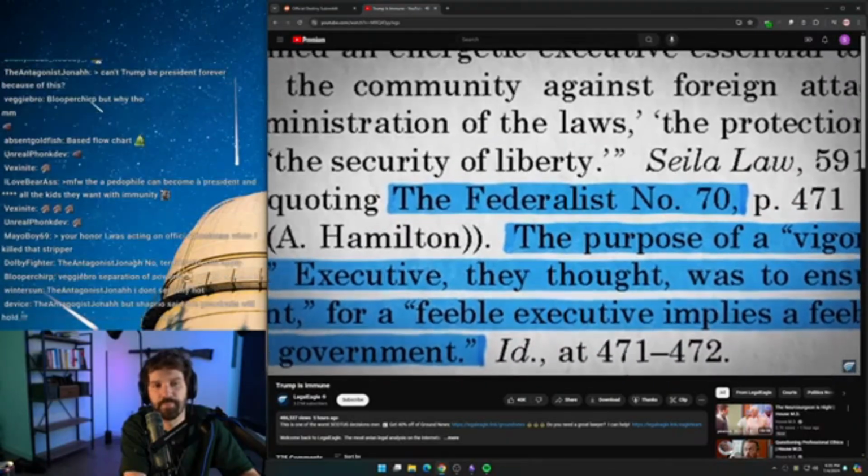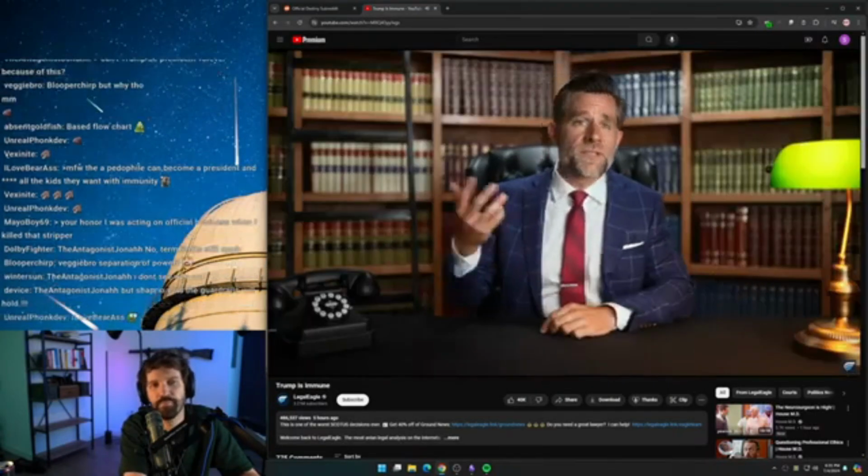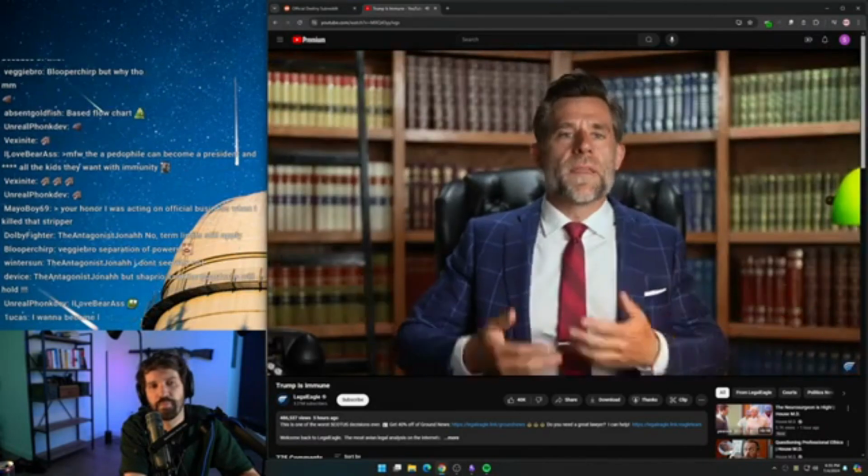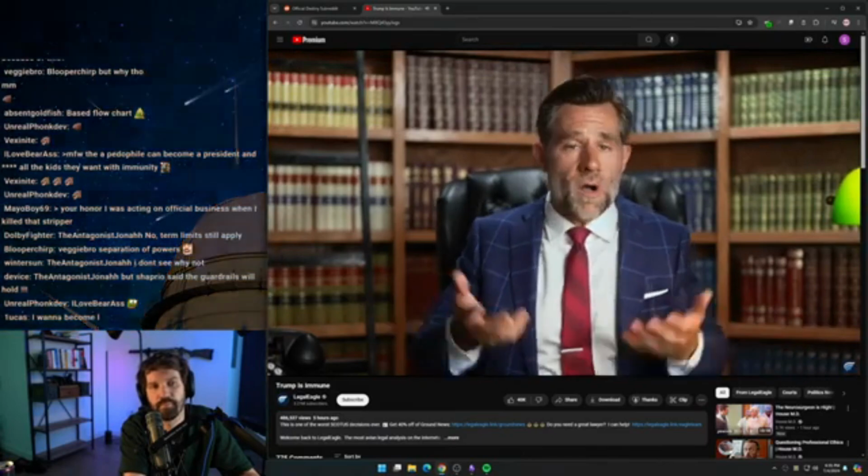You apparently can't have any enfeeblement whatsoever of the president, even though every president for the last 250 years has assumed that they could be criminally liable for at least some of their conduct. But that's it. That's all the support they have. It's just a policy argument that a vigorous, unencumbered presidency is good, therefore almost full immunity.